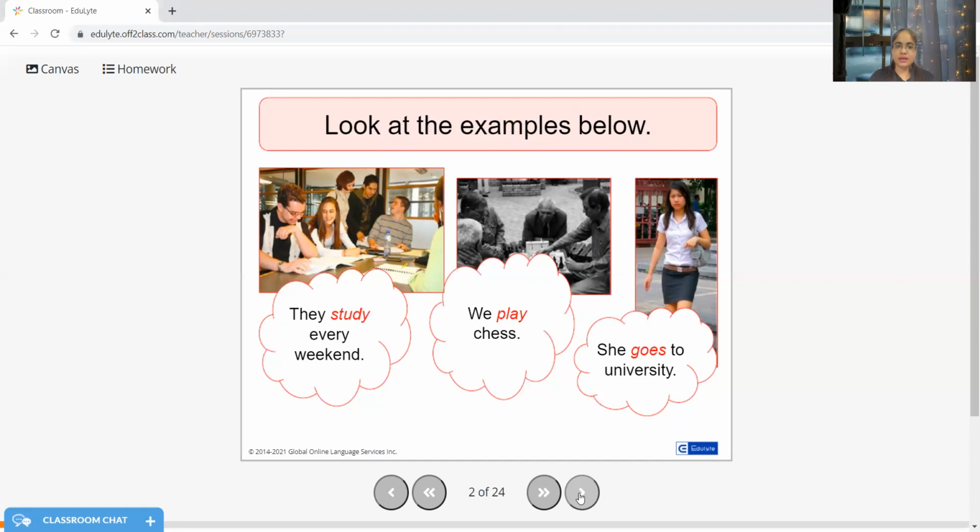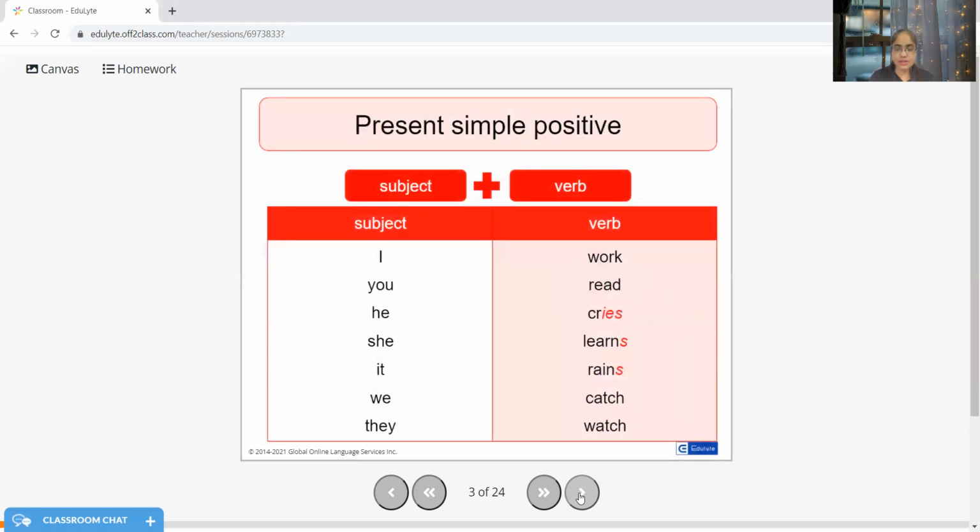They study every weekend. We play chess and she goes to university. So when I have a plural subject, they and we, I'm using study and play and not studies and plays. When I have she, which is a singular subject, I'm writing goes, plays, eats, decorates. So be very careful: what is the nature of the subject? According to that, you need to change your verb.